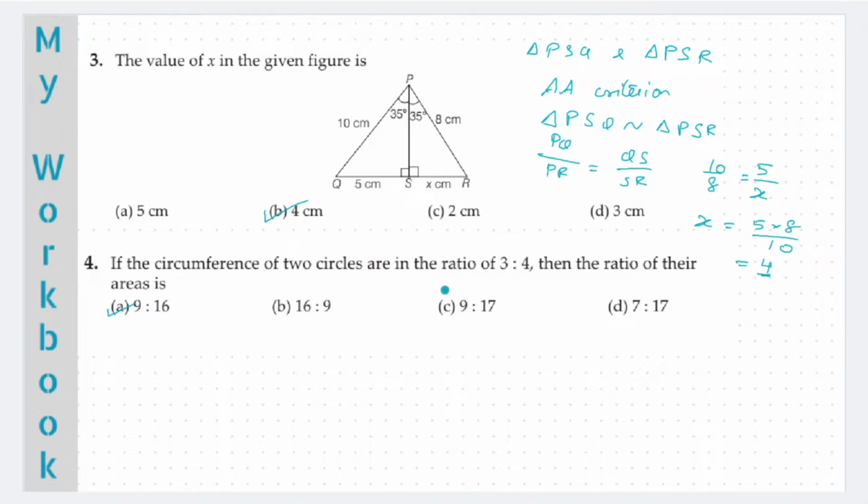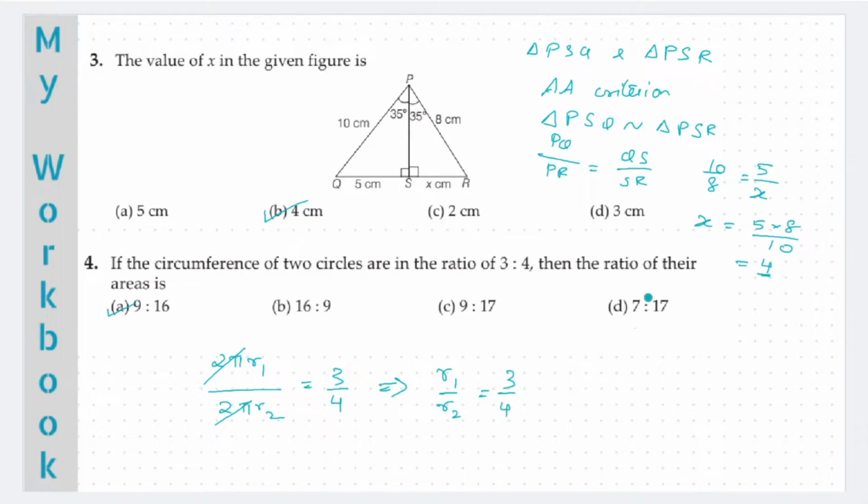The circumferences of two circles are in the ratio 3:4, and we need to find the ratio of their areas. The circumference of the first circle is 2 pi r1, where r1 is its radius, and for the second circle it is 2 pi r2. The ratio is given as 3 by 4, which implies 2 pi and 2 pi get cancelled, so R1 by R2 is 3 by 4.